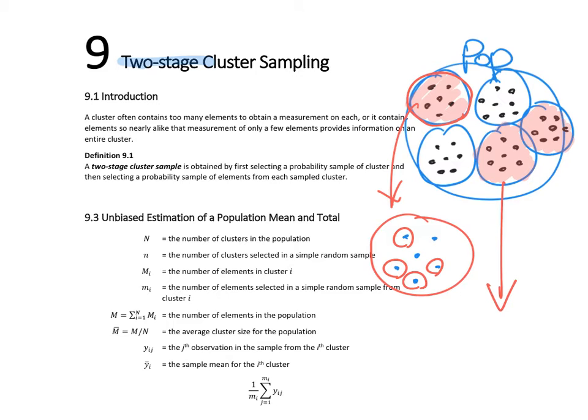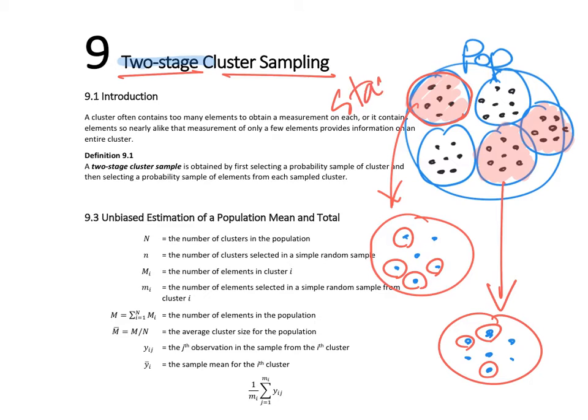For example, from this cluster, we had 1, 2, 3, 4, 5, 6, 7 here. Then we just select only this one, and that one. It's randomly. It's the second stage. So it is the two-stage cluster sampling. So in stage 1, we select some clusters from the population, and in stage 2, we just select some of the elements. It's not all of them. So it is the two-stage cluster sampling.